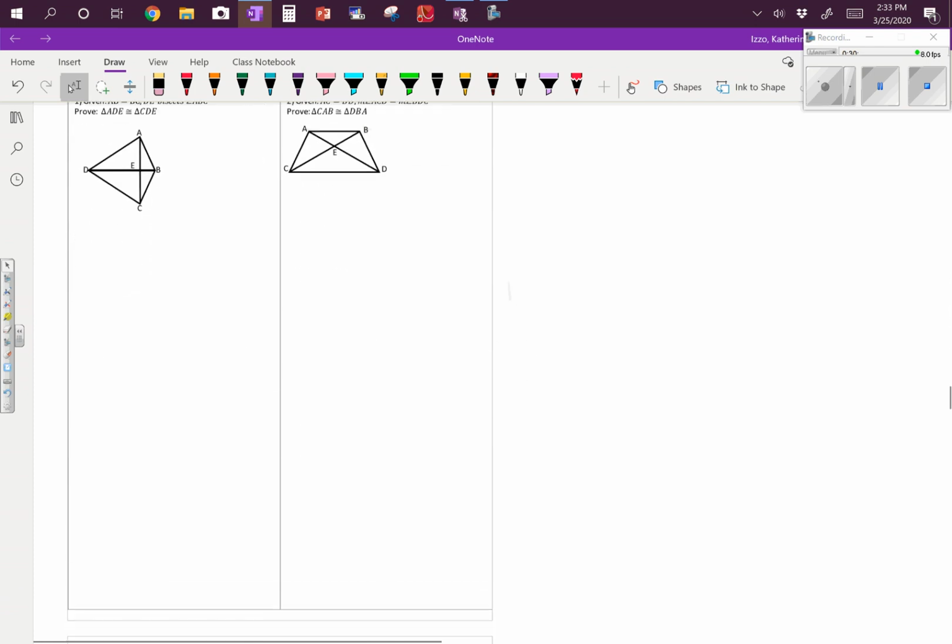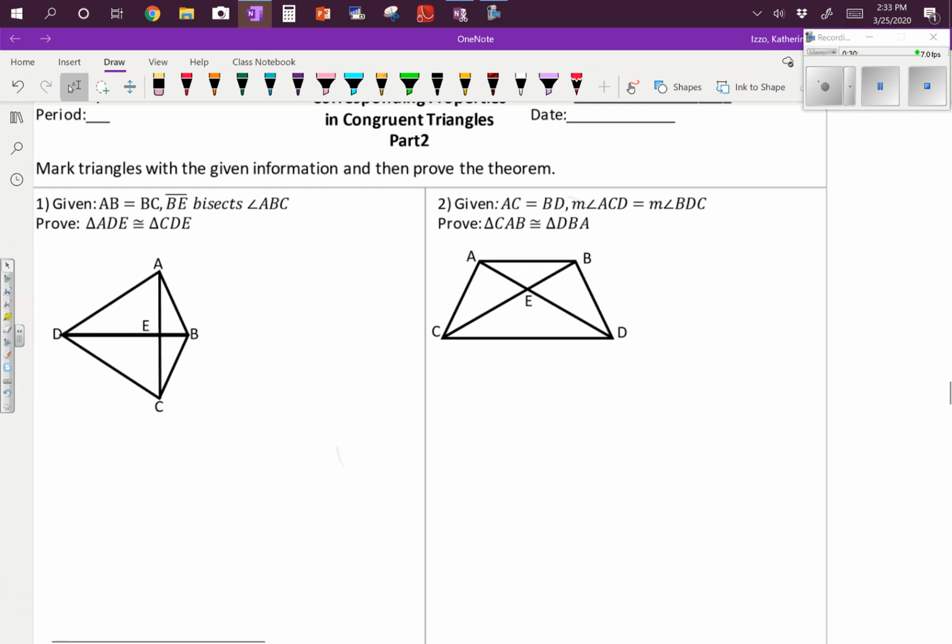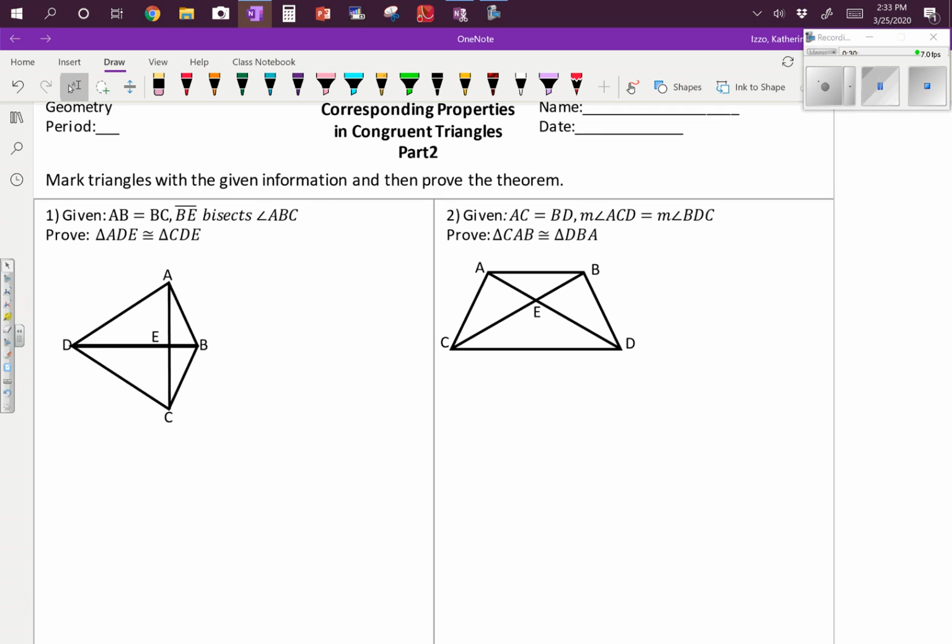Your mission for today, I want you to try and look at number 1. See what you can do with number 1. It's very similar to the one that we just did. So take a look at it, see what you can do.